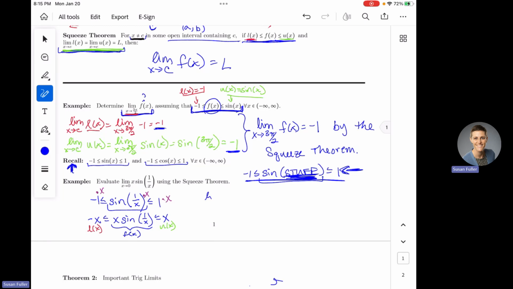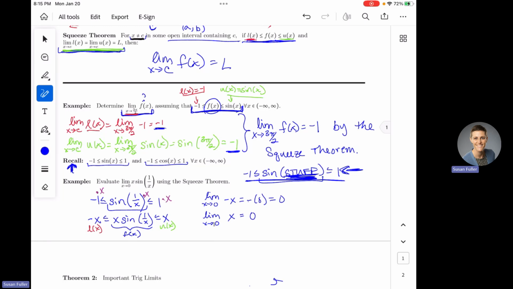So I'm going to take the limit as x goes to c, which here is 0, of my lower function, which is -x. I'm also going to take the limit as x approaches c, which is 0, of my upper function, which is just x. I'm going to evaluate each of these. The limit as x approaches 0 of negative x is negative 0. Negative 1 times 0 is just 0. And the limit as x approaches 0 of x is just 0.